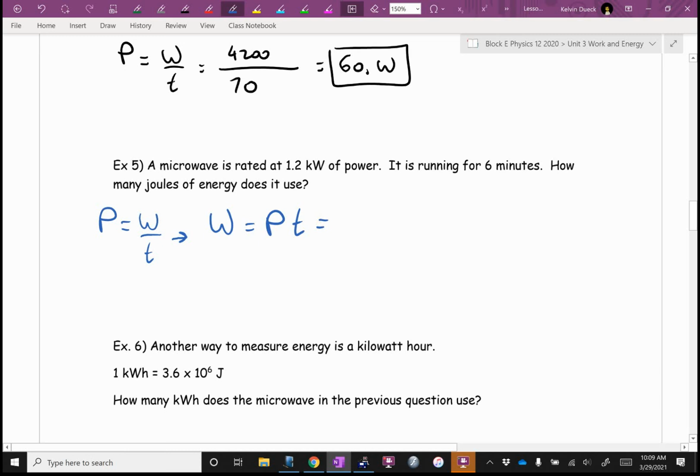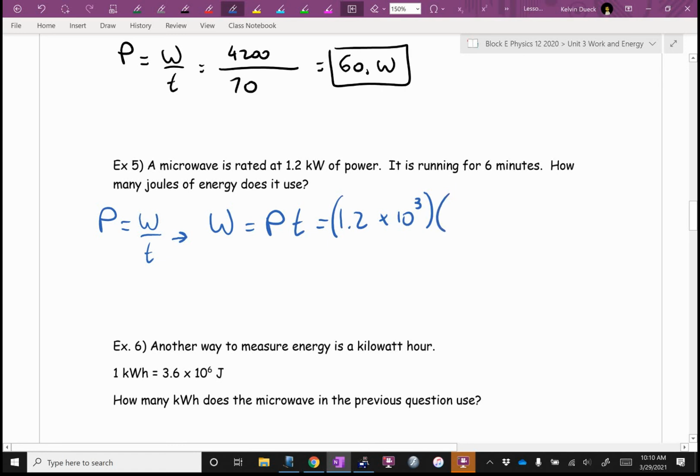How much power? 1.2 kilo. Kilo is 10 to the what? It's on your formula sheet if you forget, but 3. So there's how much power, 1,200 watts.